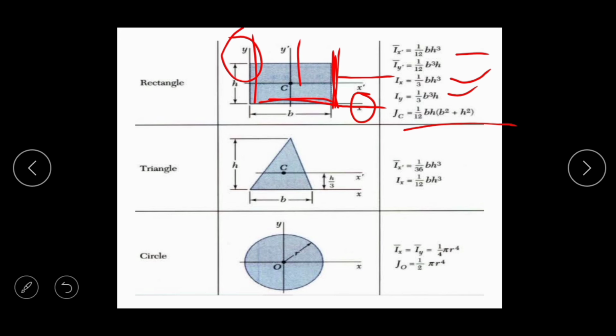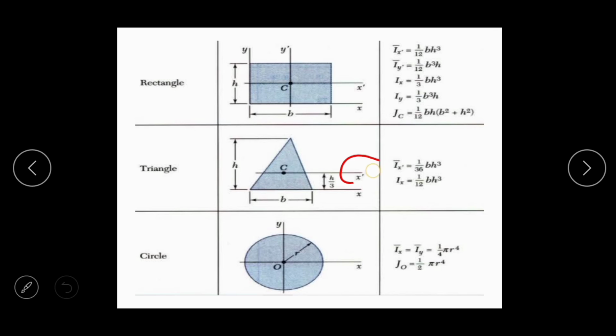So for the triangle, the centroid lies at a distance of 2h by 3 from the apex and h by 3 from the base. So if the axis x dash passes through the centroid, then the moment of inertia of the triangle about the centroidal axis is bh cubed by 36. Just you have to remember. And if the axis passes through the base, then the moment of inertia about x axis is bh cubed by 12.